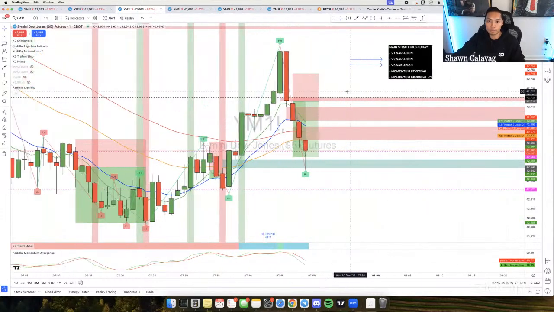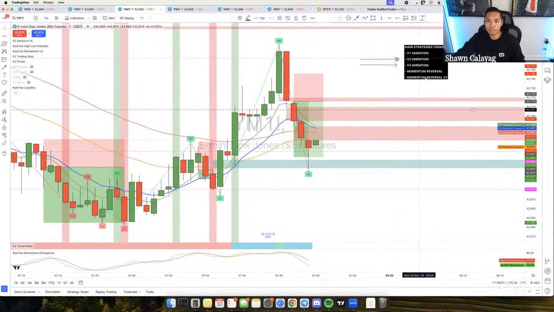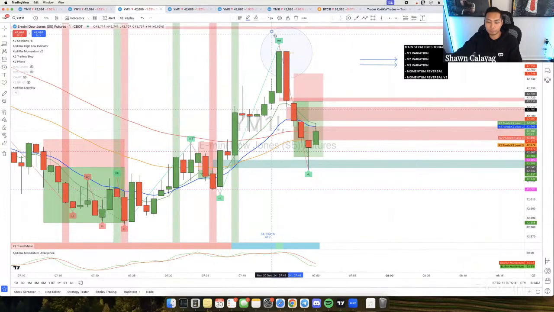In order for it to be a V3 variation, you would need it to break and close below the first candle. So basically a V1 variation is a double body, double wick reversal. V2 variation is a 2 candle reversal. So this is a reversal pattern right here. You had price push up with the green candle. You had the double body, it came down, and then it broke and closed past the first candle, right? So this is a 2 candle reversal. You're looking at 2 candles right there.